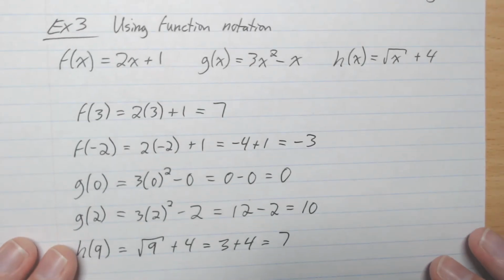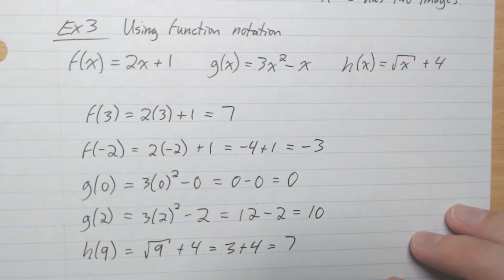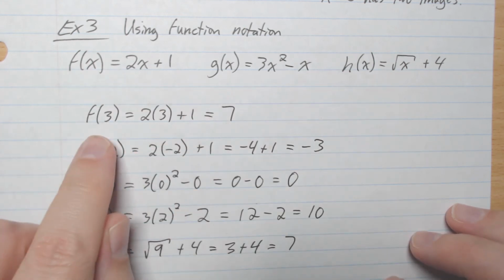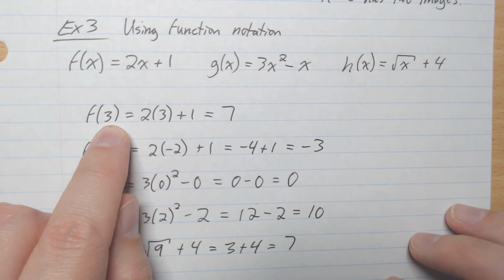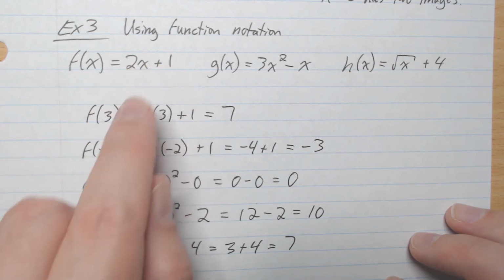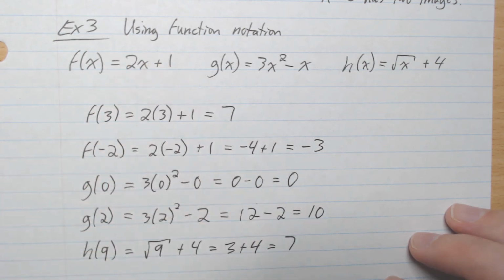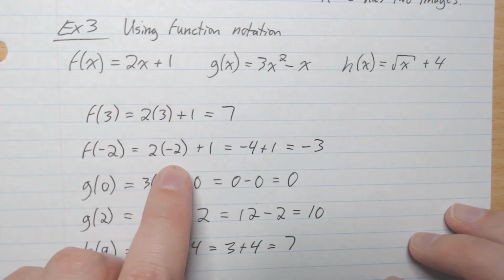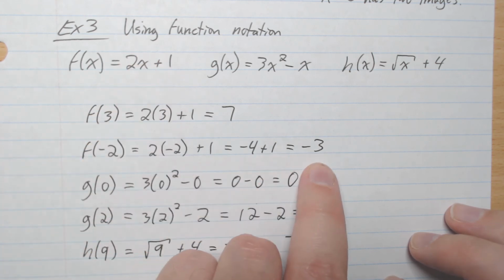Okay, example number 3, we're going to practice using function notation, right? So we have f of x, g of x, h of x, like that. So f of 3, we replace x with 3, so 2 times 3 plus 1, like that, equals 7. F of negative 2, right? So we replace x with negative 2. This gives negative 4 plus 1 gives negative 3.